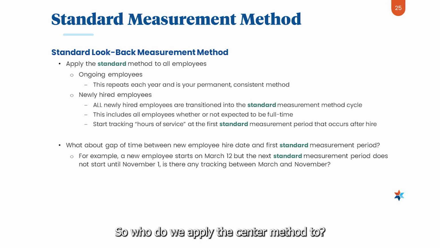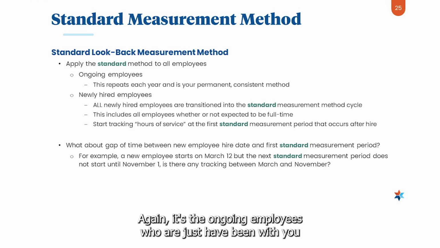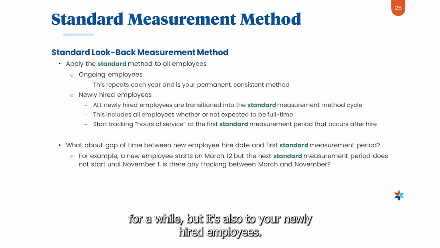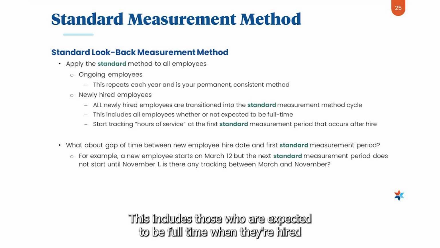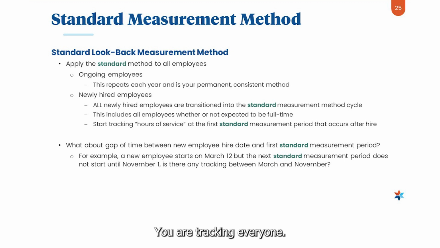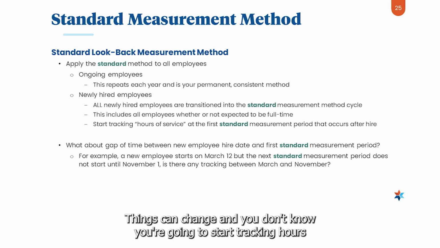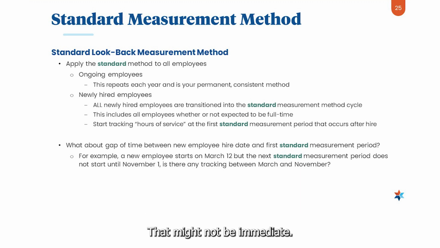So who do we apply the standard method to? We are applying the standard measurement method to all employees. Again, it's to ongoing employees who have been with you for a while, but it's also to your newly hired employees. All newly hired employees are transitioned into the standard measurement method cycle. This includes those who are expected to be full-time when they're hired and those who are not expected to be full-time when they're hired. You are tracking everyone. Things can change and you don't know. You're going to start tracking hours of service at the first standard measurement period that occurs after they're hired. That might not be immediate.